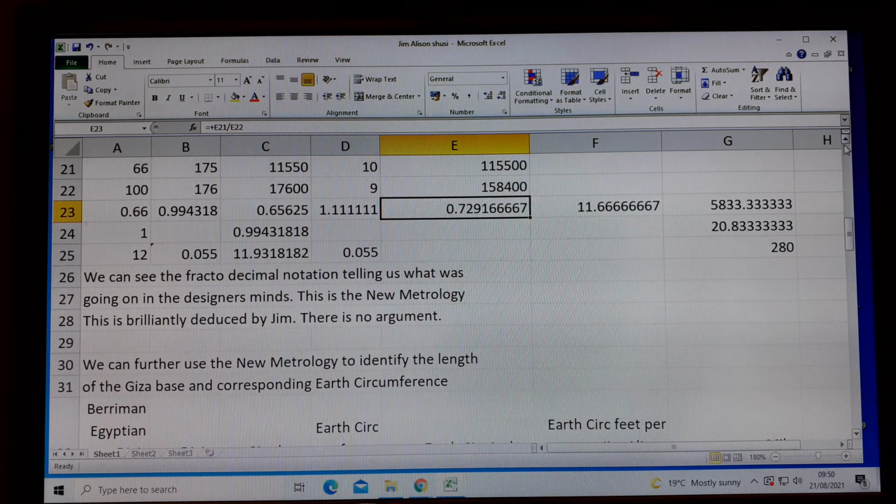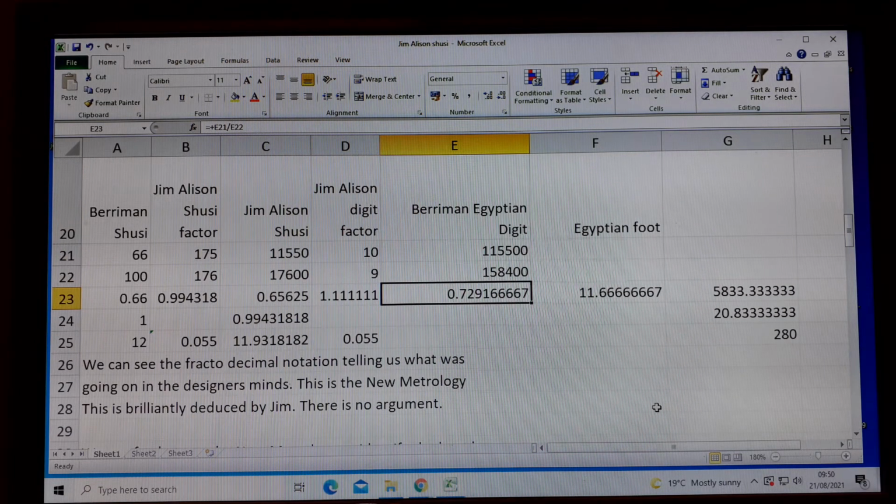But first of all, let's just congratulate Jim for working this out, because we can see how complex it is. And I know he's been working on these kind of calculations for a long time, and this one's borne fruit for him. It's a fantastic piece of work.